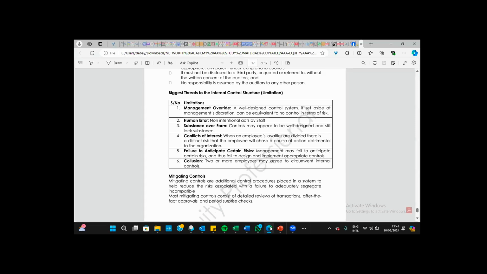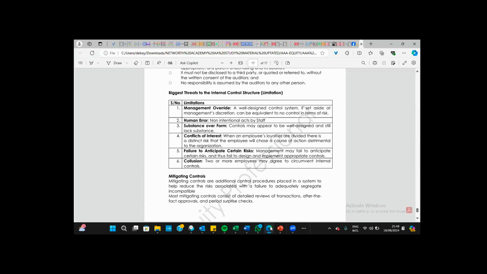Number two is human error. Everybody makes mistakes. Nobody is free of mistakes. No matter how meticulous you are, it is normal. And this limits the effectiveness of the internal control system. Another one is substance over form.